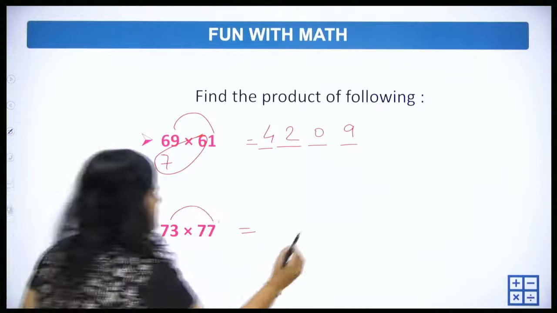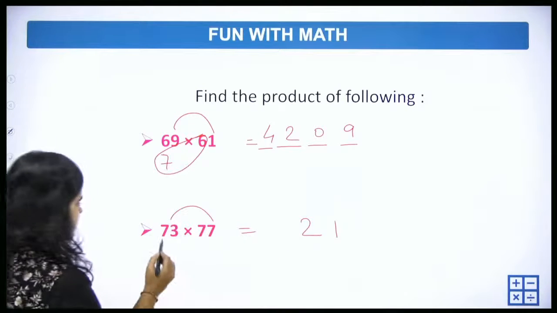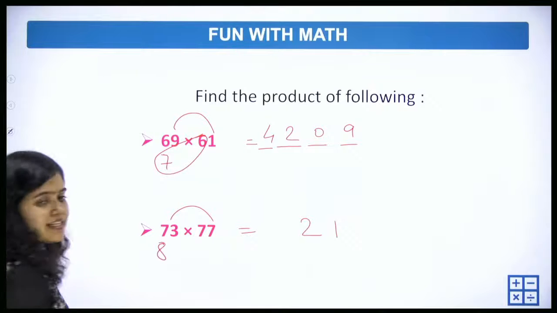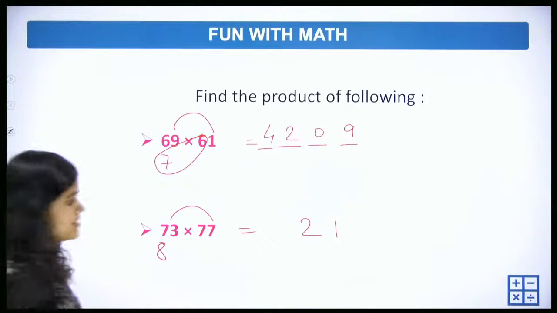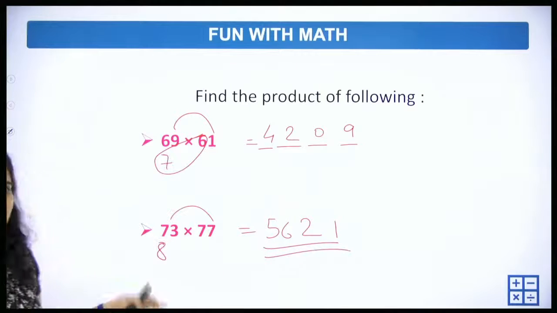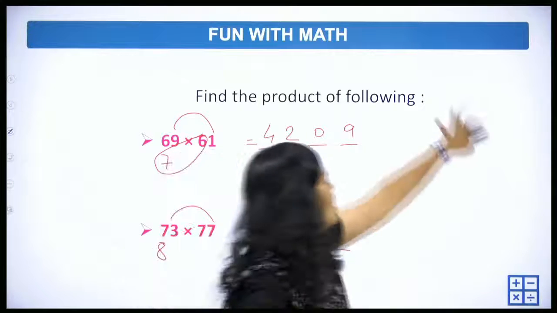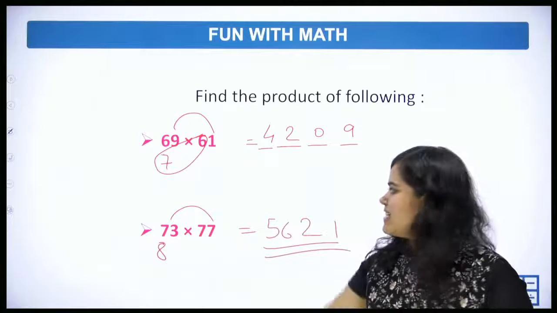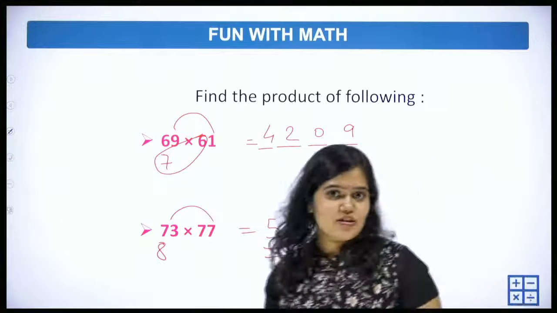One more question. 7 into 3, 21. 7, so you have to take it as 8. 7 into 8 is 56. So 5621 is the multiplication product. Without doing all the calculations, I am getting the answer so easily. Let us solve one more question.